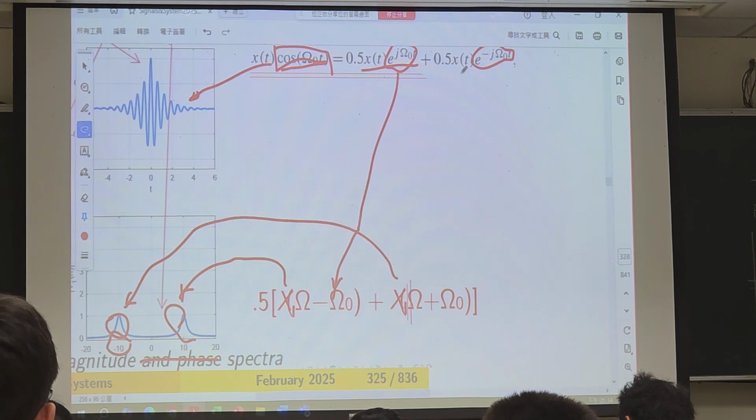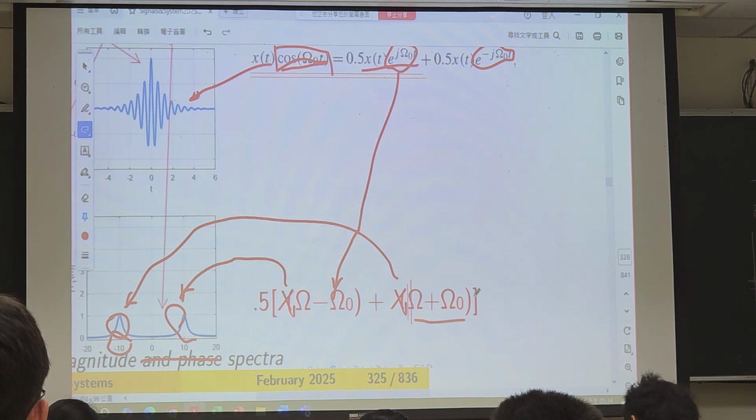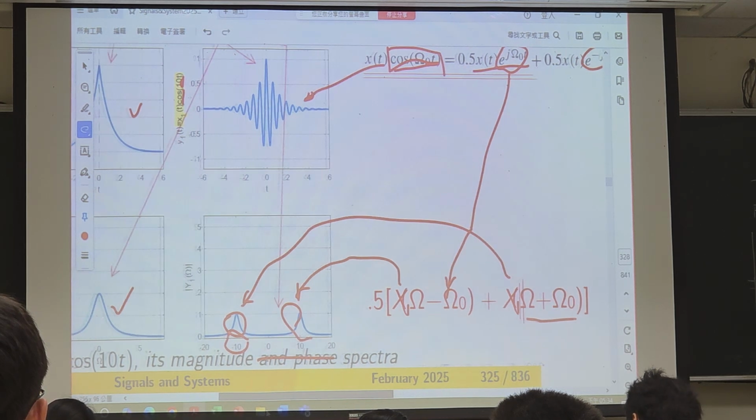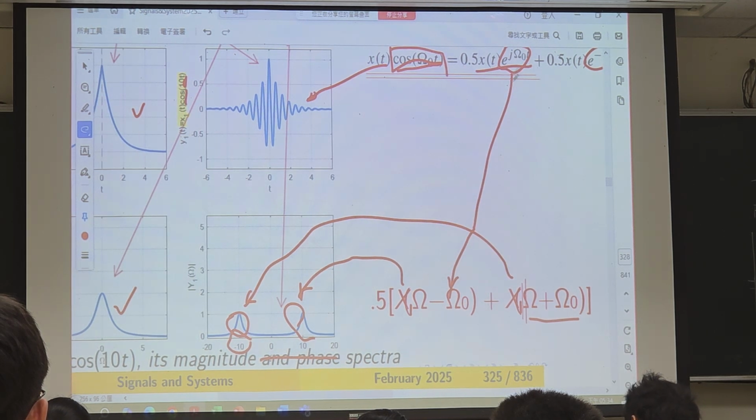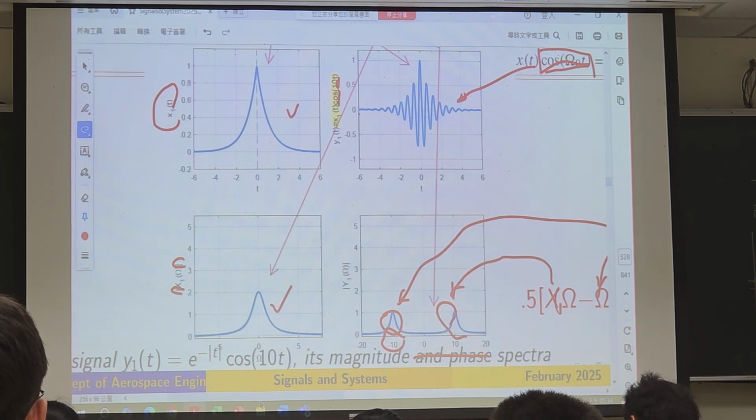And then for the next, e to the negative j omega sub 0 times t. And this will give you the negative 10 radian per second shift. So which will give you this one. So the first component shifts to here. The second component, this is the second component, now shifts to here.